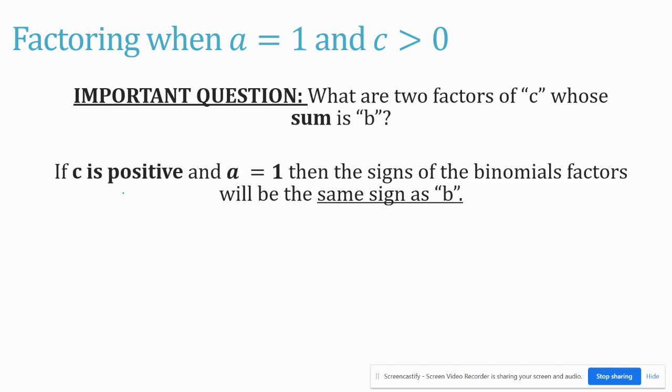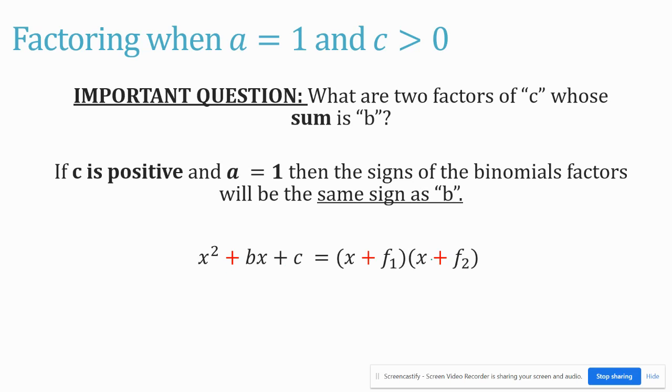If c is positive and a is equal to 1, the signs of the binomial factors will be the same sign as b. So when we factor these, here's an example. Here we have a is equal to 1 and c is positive. So when we factor this, these are both going to be positive because b is positive.